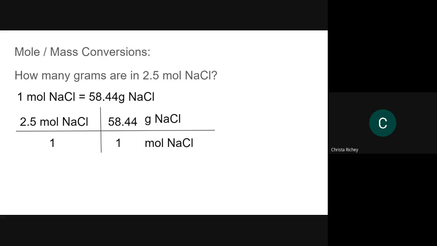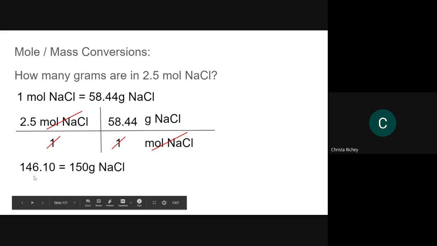They're equal to each other. If I had started with grams and gone to moles, then this side would have been flip-flopped upside down. I know I can cancel out moles, and I do not need to divide by 1. And this becomes a multiplication problem. 2.5 times 58.44, I am going to round to 2 significant digits. So the 6 makes the 4 round up to a 5, and it's 150 grams of sodium chloride.